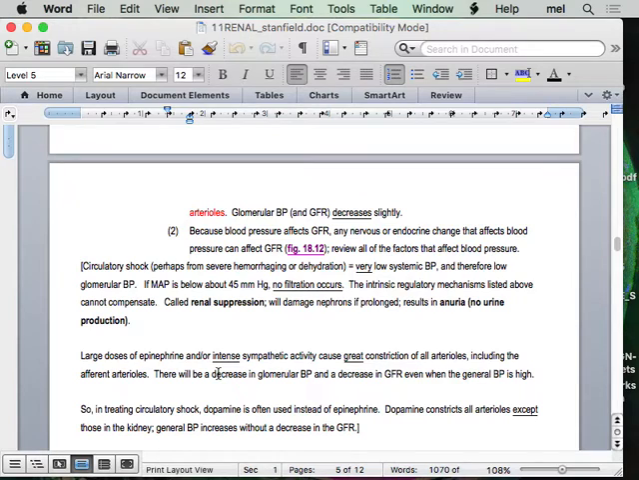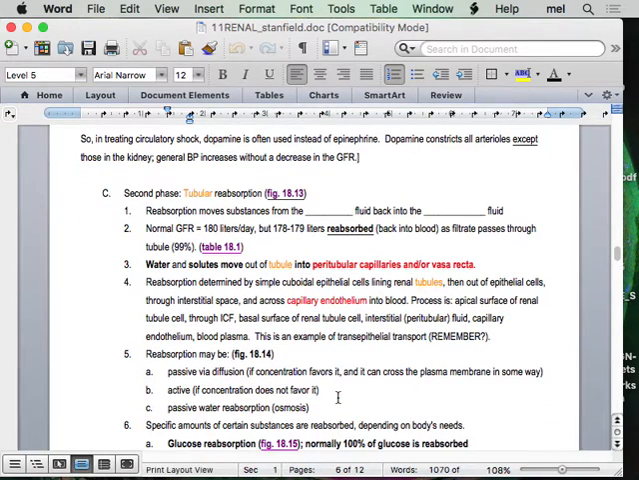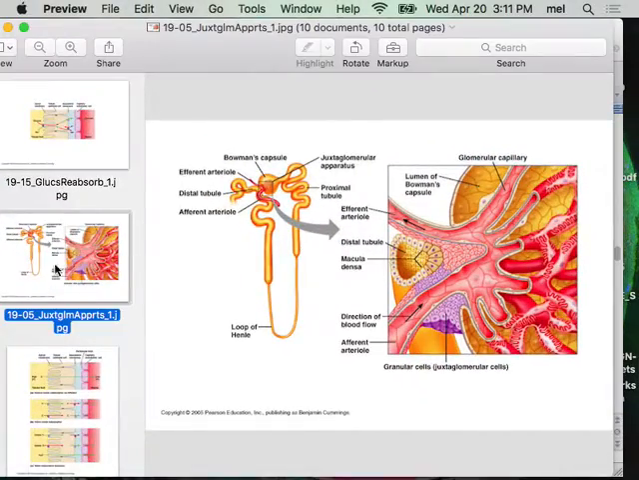Good? Okay. So that is GFR, and we saw the locations that it occurs, and now we're going to do the hard part. The hard part is tubular reabsorption. Okay, so we called it glomerular filtration, and then we have tubular reabsorption and tubular secretion. So let's put it back with the anatomy.